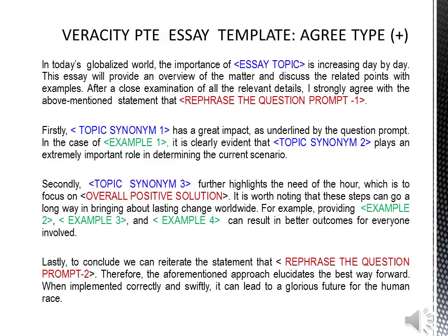So looking at the essay, firstly, the topic synonym one has a great impact as underlined by the question prompt. In the case of the given example, it is clearly evident that this topic plays an extremely important role in determining the current scenario. Another problem that I see is that a lot of you are using "very." This is very helpful, this is very important. Wherever you use a "very" in your essay, replace it with extremely or really.